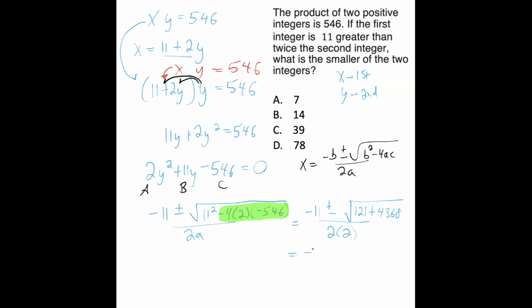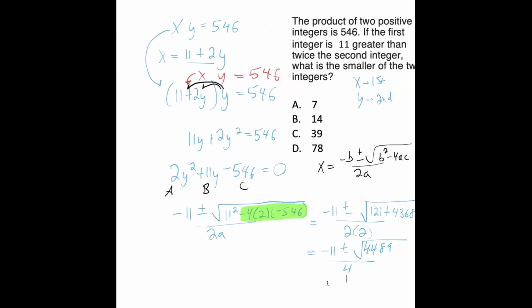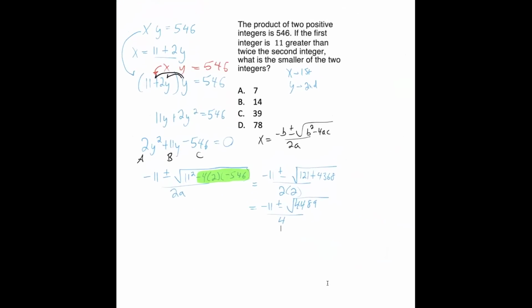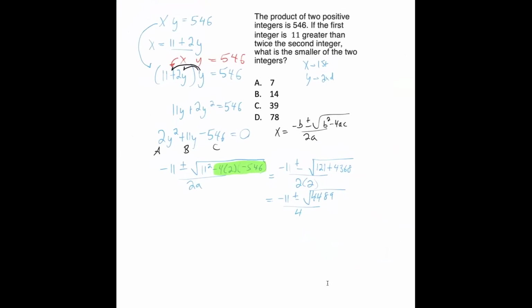Now we have negative 11 plus and minus square root of. Now we're adding the 121 to the 4,368, which is 4,489. That's all over 4. And we're going to continue solving by taking the square root of the 4,489. And the square root of that is 67. So you have negative 11 plus and minus 67 all over 4.